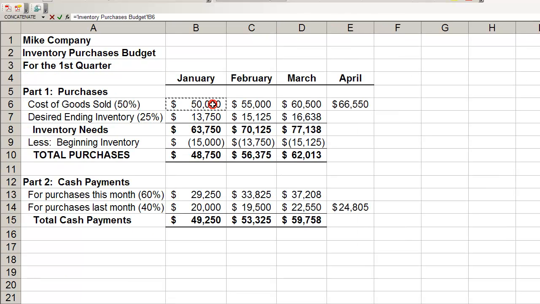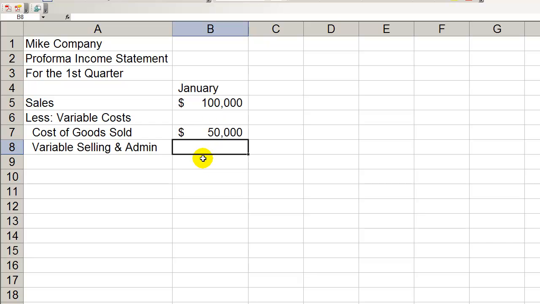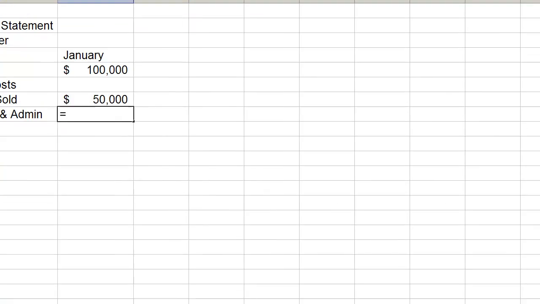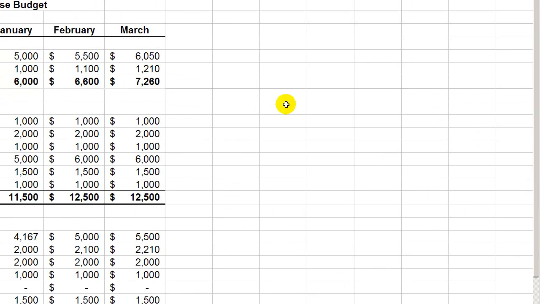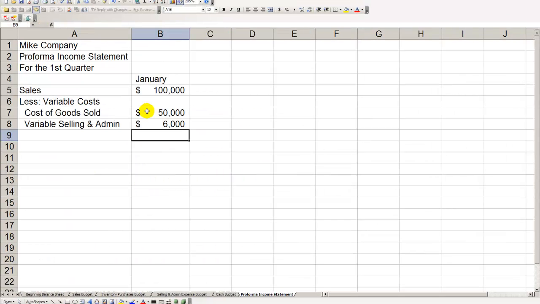The cost of goods sold is 50% of sales. And our variable selling expenses we've already calculated on our selling and administrative expense budget. And in January those are 6,000. So our contribution margin is equal to our sales minus our variable costs.